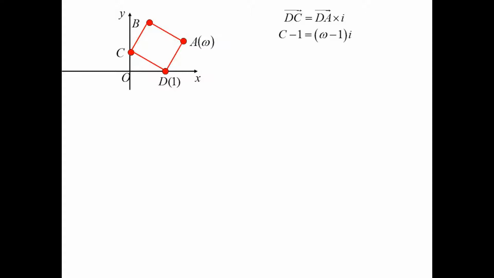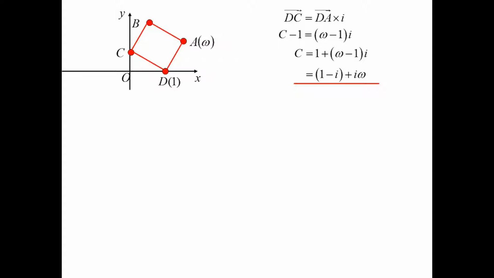So now I'll substitute in head minus tail. DC is the point C, which is what I'm trying to find, and it's joined to 1, so it'll be C minus 1, and it'll be, well, DA, head, W, minus tail 1, times i. So all I've got to do now is make C the subject, and we've found out what point C is. So it'll be 1 minus i plus i times whatever omega happens to be.